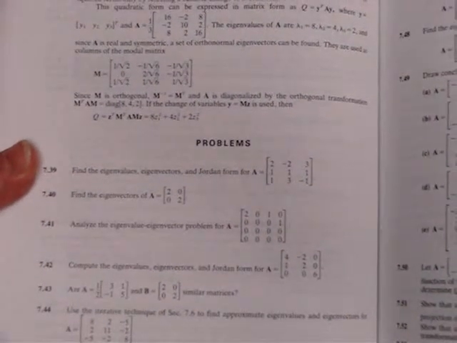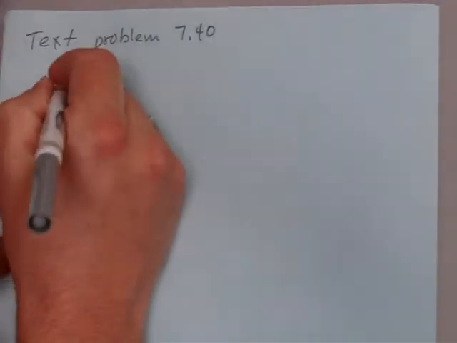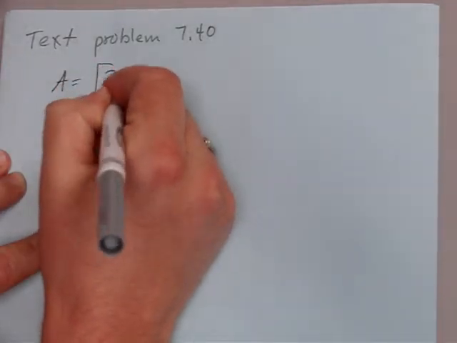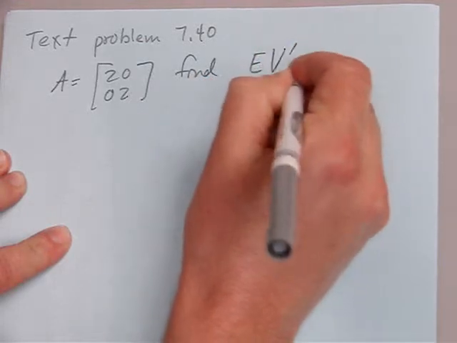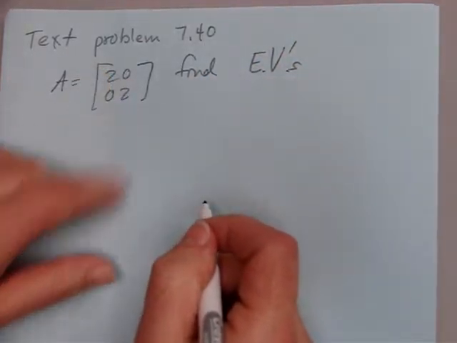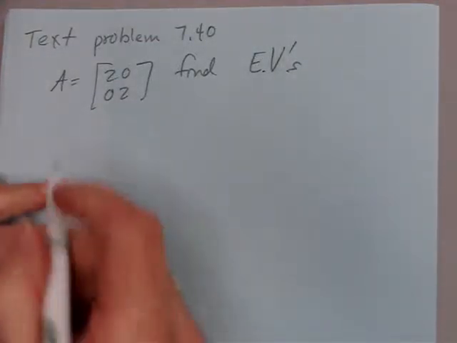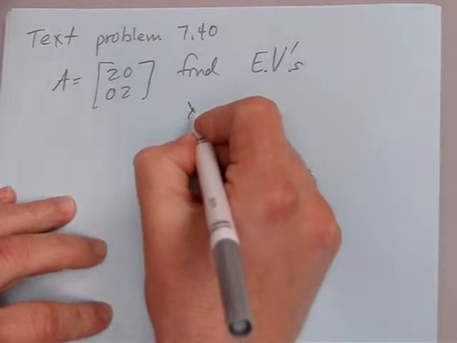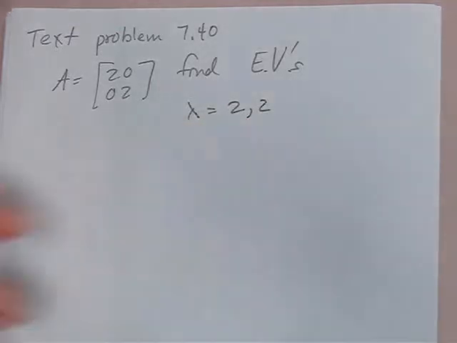Let's look at a hint for textbook problem 40. It says find the eigenvectors of this matrix A, [2, 0; 0, 2]. Looking at this, we can see that it's already in Jordan form. And the eigenvalue, I'm sorry, is 2 twice.